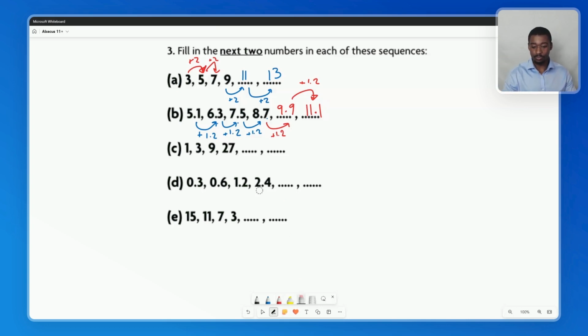Okay, now we have part C, 1, 3, 9, 27. Here you should recognize that the numbers are getting kind of big, kind of quickly, right? We were at 1, then suddenly we're at 9, and now suddenly at 27. And whenever we see this kind of thing happening, it gives us some sort of clue that there's going to be some multiplication involved. And that's exactly what's going on here. Each time we're multiplying by 3. So here, times 3, times 3, times 3. We're going to need to continue that by multiplying 27 times 3.